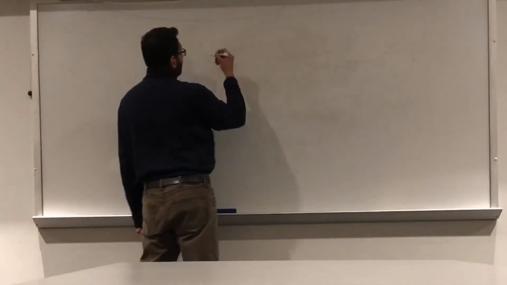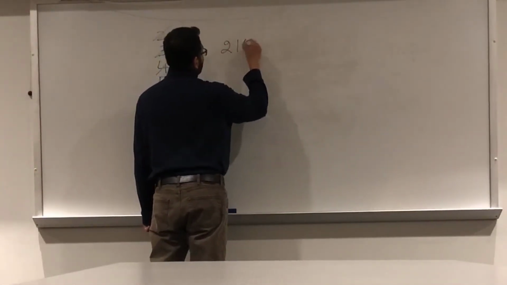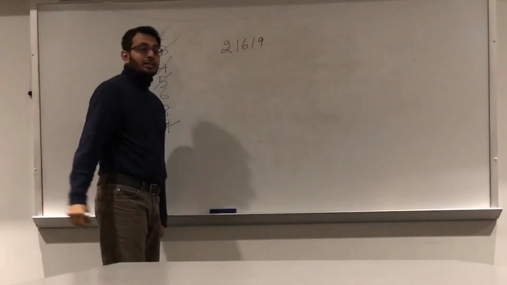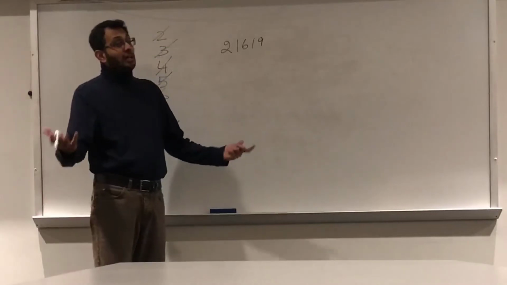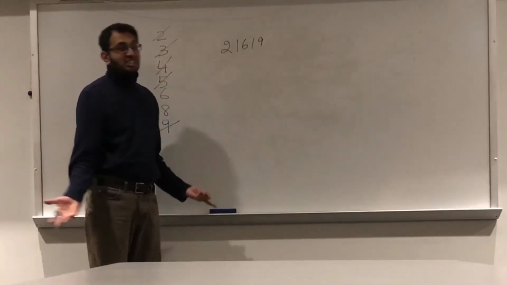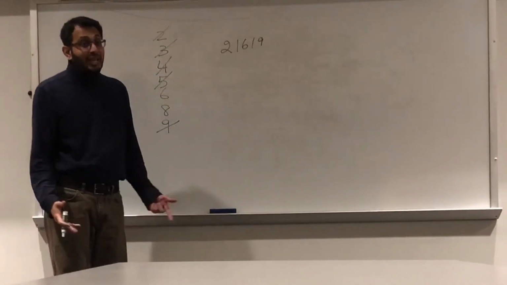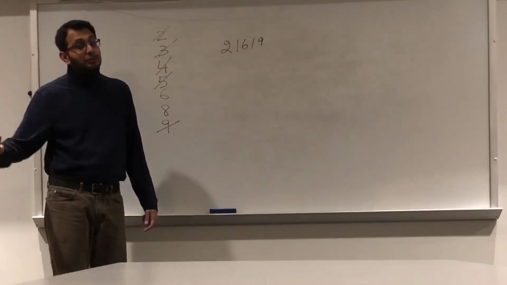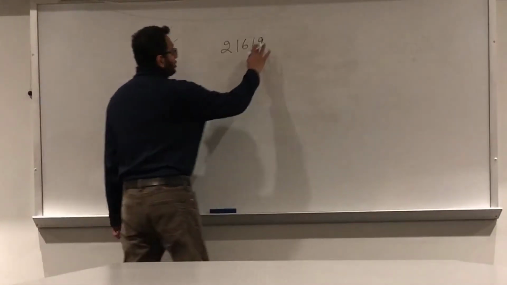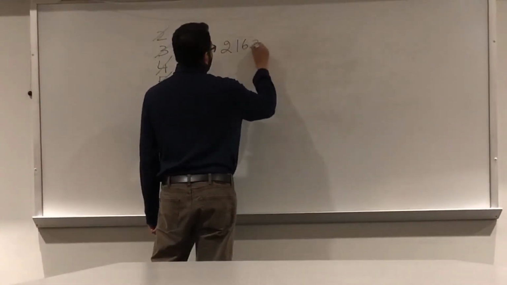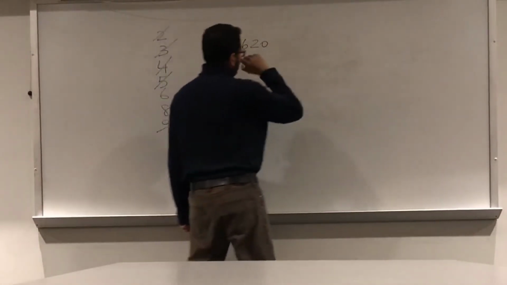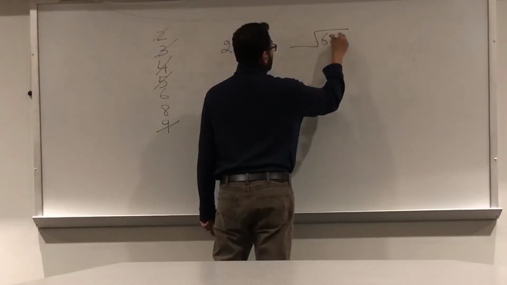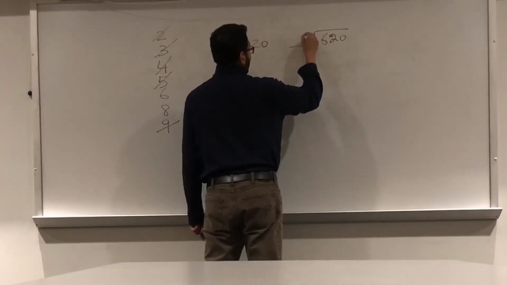Let's say the number is this large, 2, 1, 6, 1, 9. Now, of course, the number ends in an odd number, so the highly likely possibility is it's not divisible by 8, because 8 is a factor of 2 to the power of 3. So let's change this now to an even number, 620. Let's take the last 3 digits, 620, and let's divide it by 8.